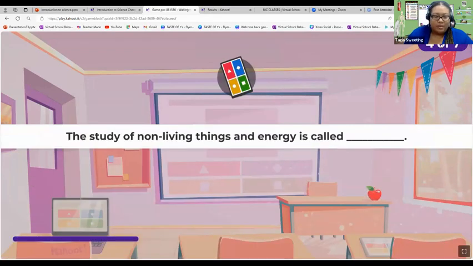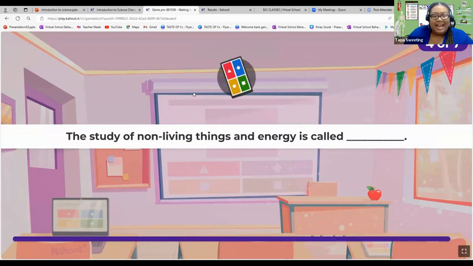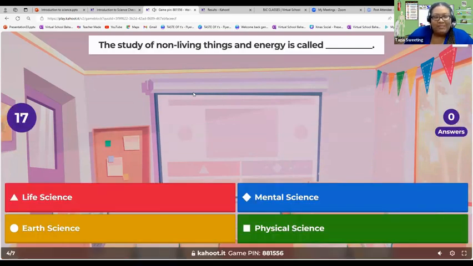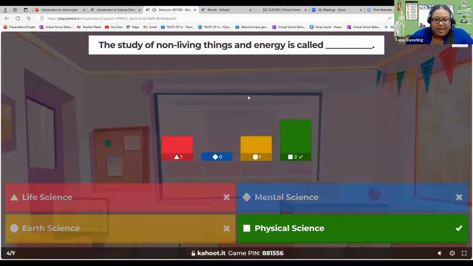Number 4, the study of non-living things and energy. The study of non-living things and energy is which branch of science? Okay, so that is physical science. Remember, in physical science, we study non-living matter and all of the different energy types that exist.